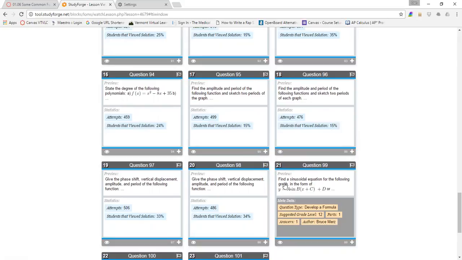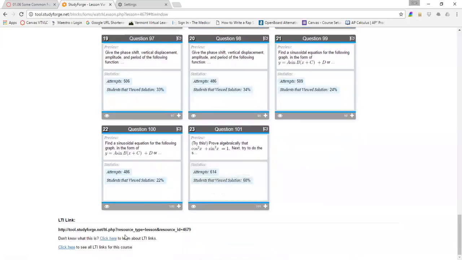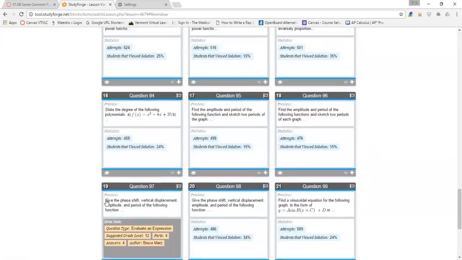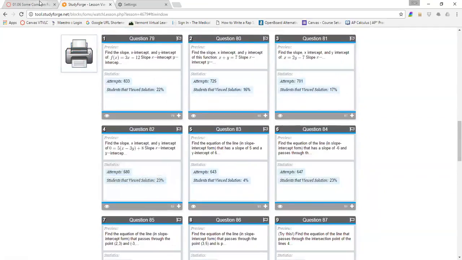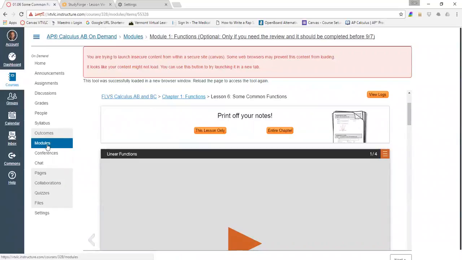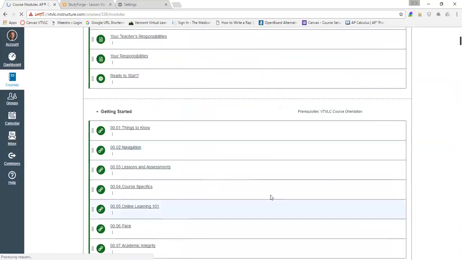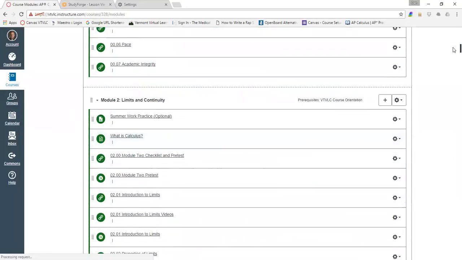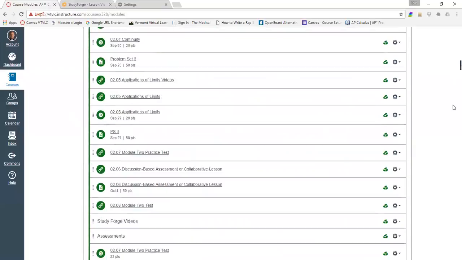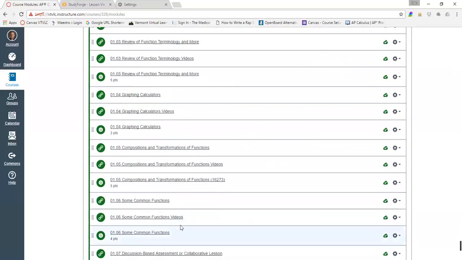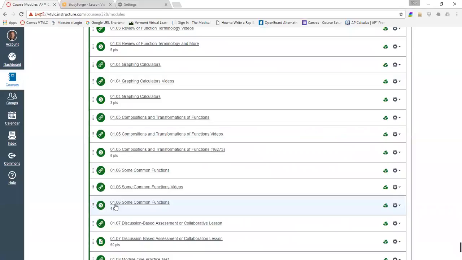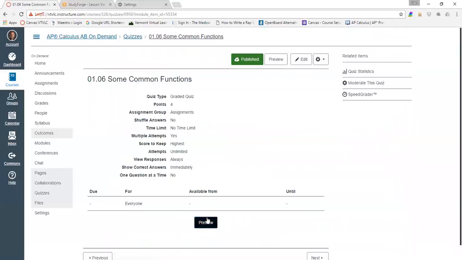Okay? Once you've walked through the lesson and you think you've got it all done, what you can do is go back to Canvas and click on modules. This is some common functions. This is an old module 1 that you guys didn't have to do. It was a pre-calc review, and we don't have time to really do that. So you see now this is the quiz, and this is part of your graded quiz. You're going to click on that. It looks a little different because I can't do this in student mode. I'm doing it in teacher mode.